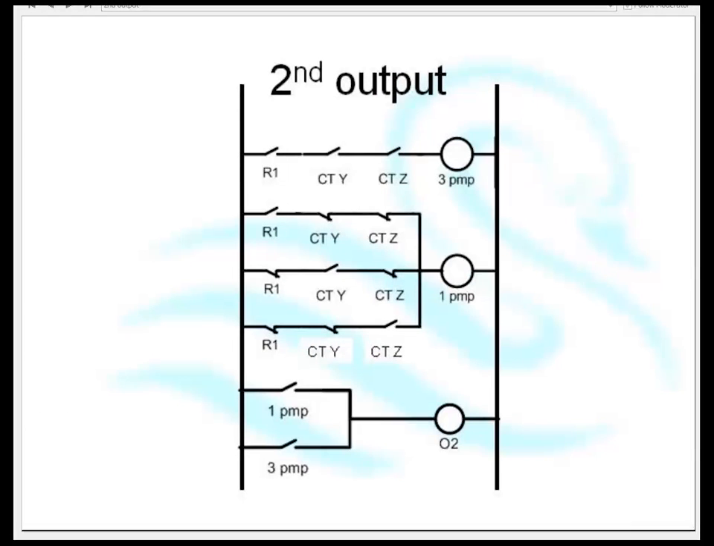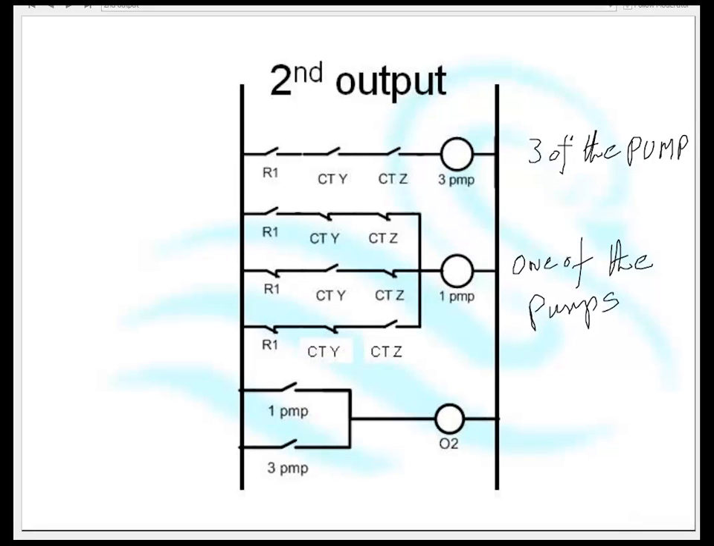Okay, so the second output, the circuit looks like this, where this is three of the pumps. This is one of the pumps, and this tells me that the output comes on either when three of the pumps or one of the pumps is running. And remembering back to what we were initially trying to do, that would be correct. This will work. If the English sentence works, this works. The output comes on when one of the pumps or three of the pumps.